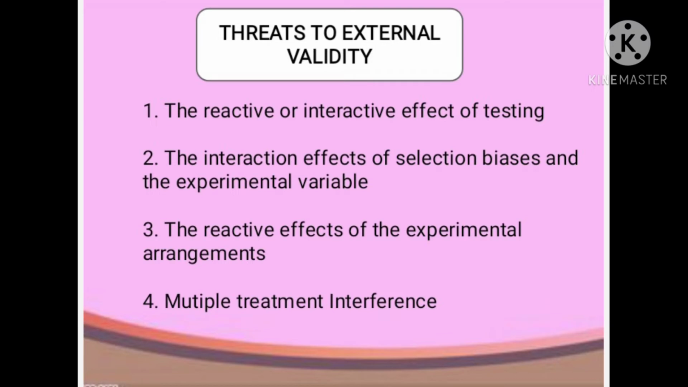Next, we have the reactive effects of the experimental arrangements that can prevent the researcher from being able to generalize about the effect of the experimental variable on persons exposed to it in non-experimental settings. And lastly, we have the multiple treatment interference, which may occur whenever more than one experimental treatment is applied to the same subjects, basically because the effects of prior treatments do not entirely disappear. So, the threats to external validity are basically interaction effects involving the experimental treatment and some other variable.